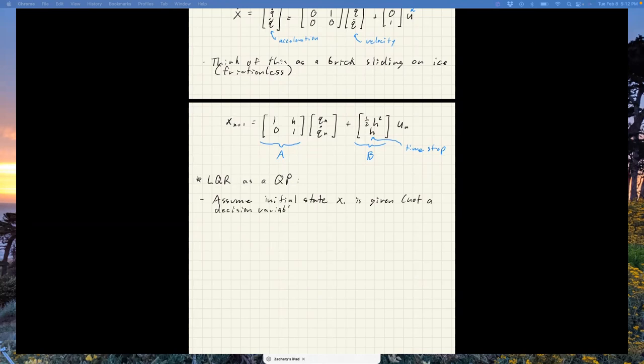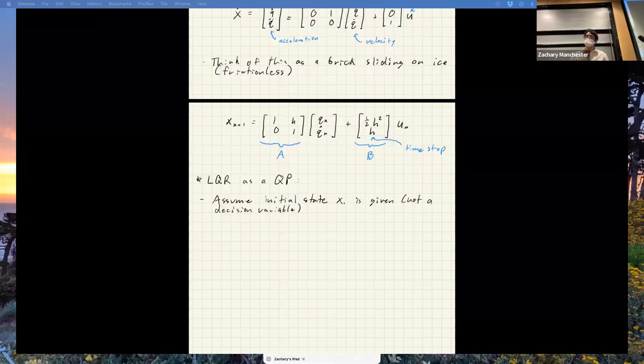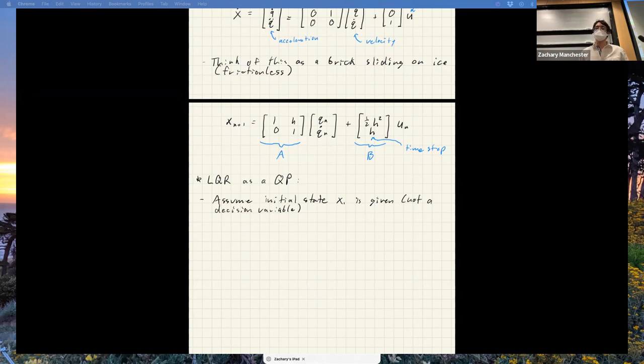So LQR is a type of trajectory optimization? It's a control problem. It's not an algorithm. It's not a solution method. It's a problem definition where you have a quadratic cost function and a linear dynamics function.